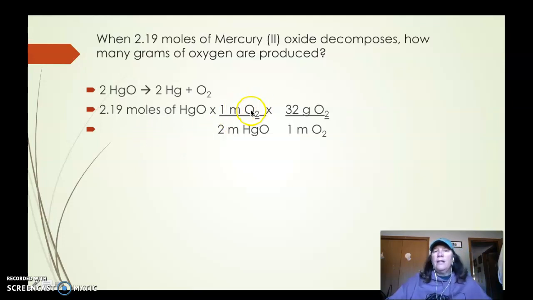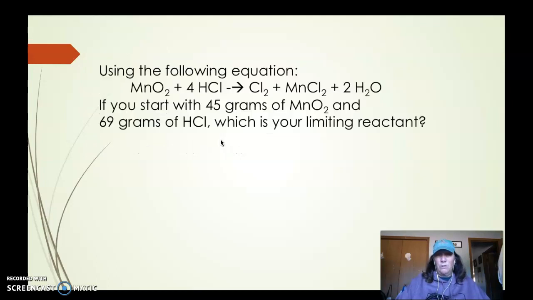And then I take 1 mole of oxygen, and remember oxygen's O2, so that would be 32 grams, not 16, because there's 2 oxygen. So 2.9 times 32 divided by 2, and you get your answer. Again, when you're doing these, you can have moles to grams, grams to moles, grams to grams, or moles to moles. So you just have to read your question carefully.